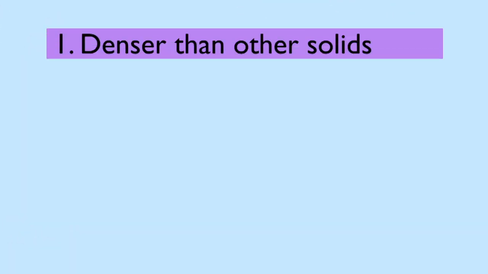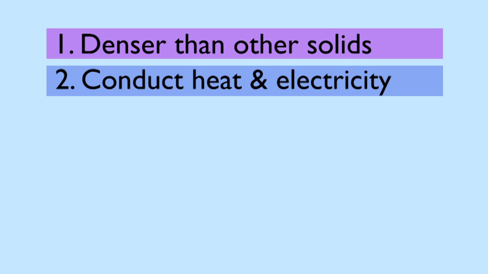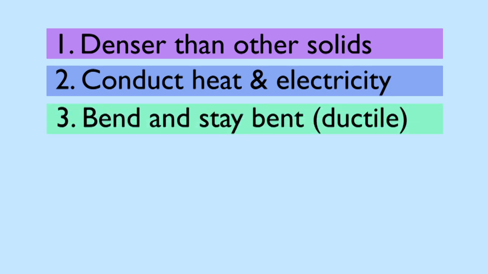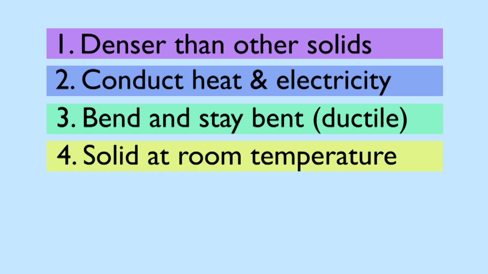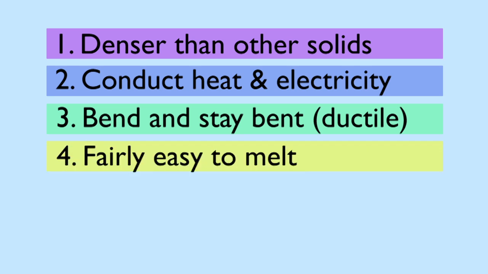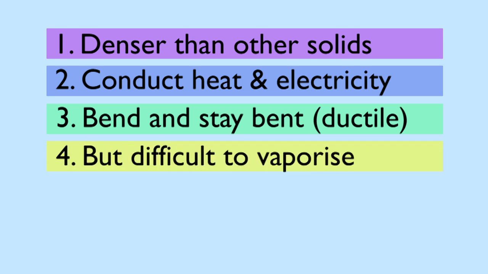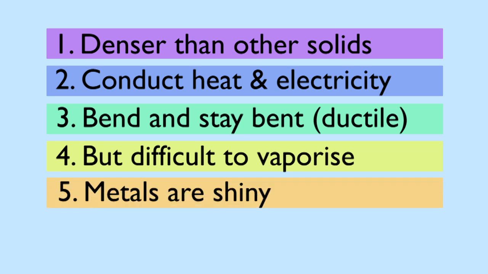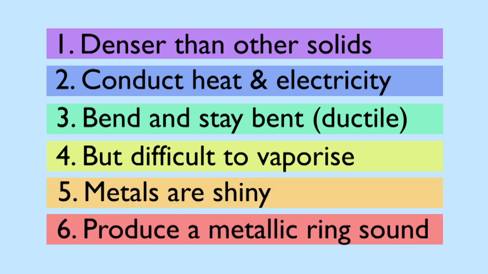They tend to be much denser than other solids. They conduct heat and electricity. They bend and stay bent without breaking. We say they are ductile. They are normally solid at room temperature and fairly easy to melt, but very difficult to vaporize. They are shiny. If you hit them, they have a metallic ring sound. All these properties arise from the way the metal atoms bond.